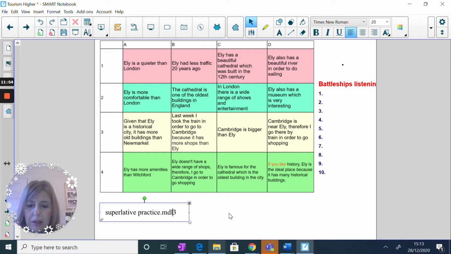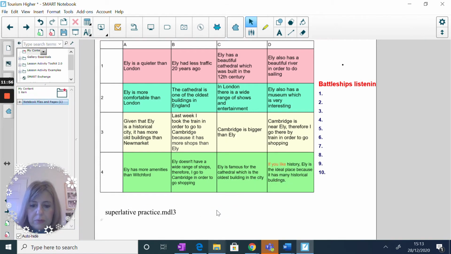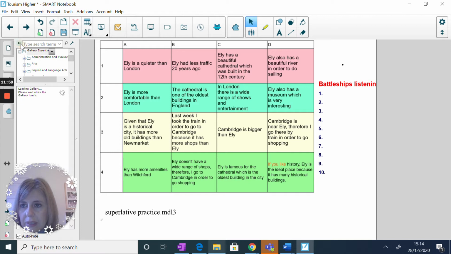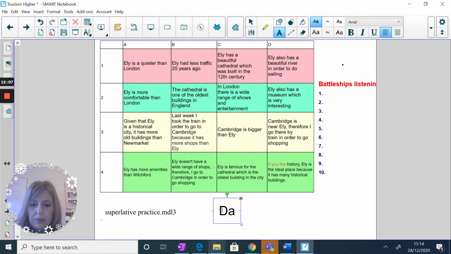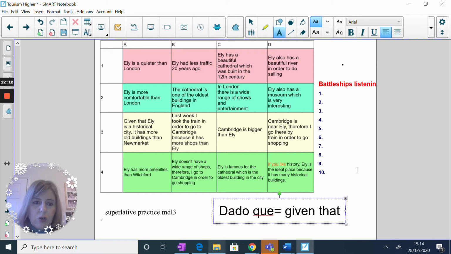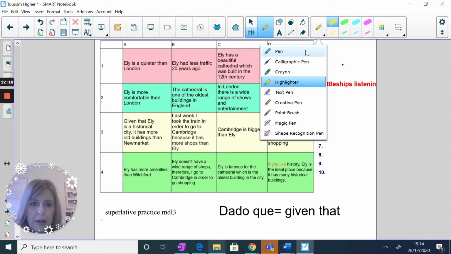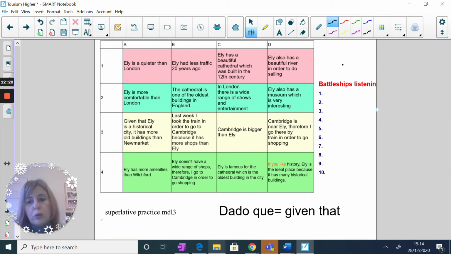Okay, remember, given that, that's a good one. Given that would be dado. Sorry about that. Okay. Given that would be, gonna put it, sorry, here. Dado que is a good one, given that. So that's a very good expression. Okay. So let's start. Okay. Empezamos. 1. En Londres hay una gran gama de espectáculos y entretenimiento.